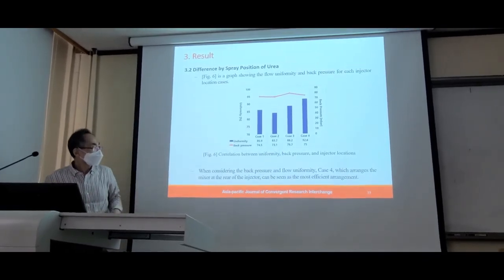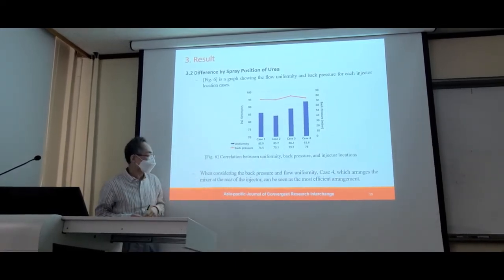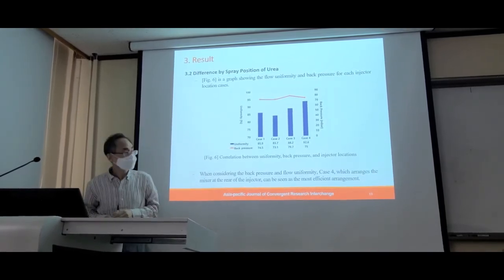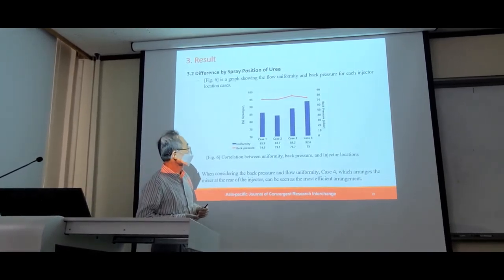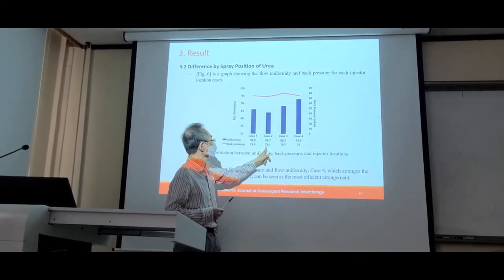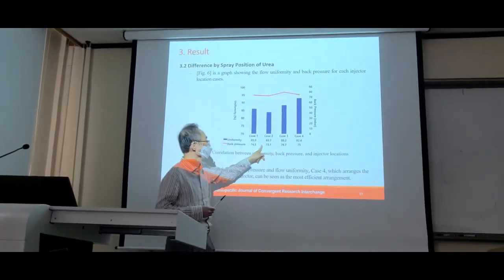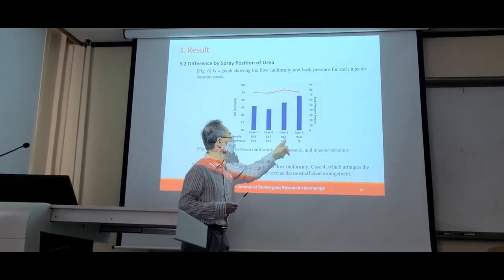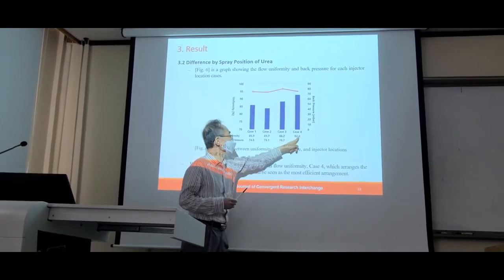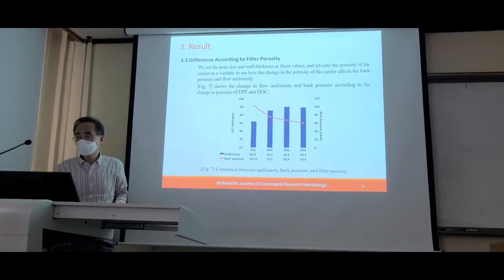When considering back pressure and the flow uniformity, case 4, which arranges the mixer at the rear of the injector, can be seen as the most efficient arrangement. Actually, there are not too many differences like this. So this one difference here, this one is uniformity, much more significant number difference. So we can choose this case 4.